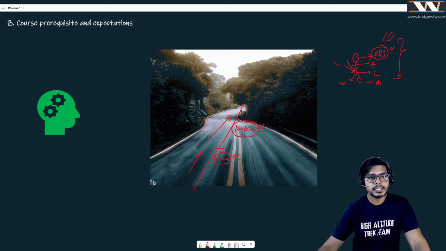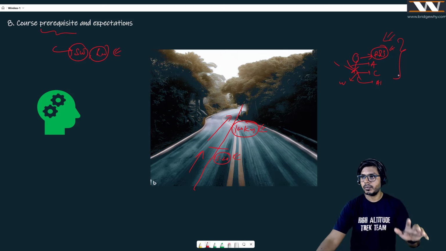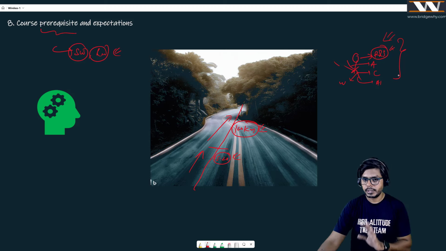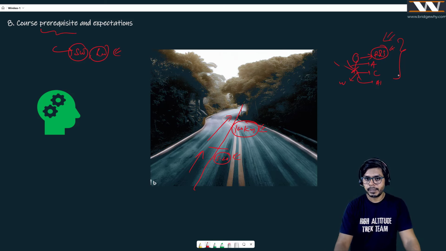And what about the prerequisite? Basic knowledge of switching and routing should be there. And if you do not have that, please ping me one-on-one to enable routing and switching courses in your dashboard, right? Because this is something which is really, really important. Having said that, this is what I had in my mind.